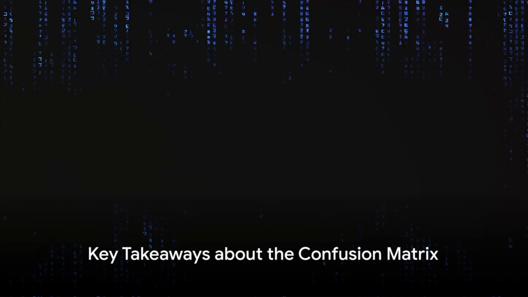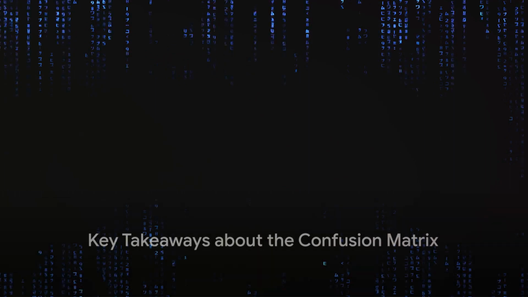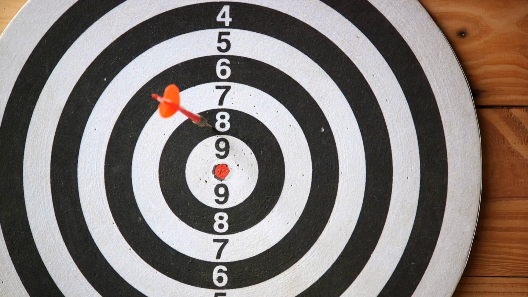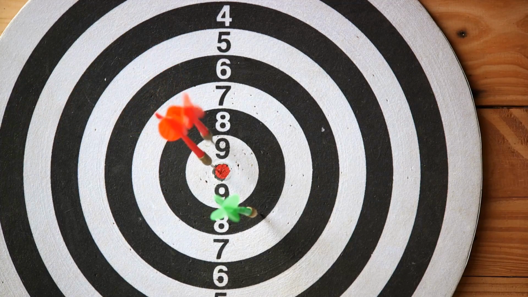As we wrap up, it's time to summarize what we've learned about the confusion matrix. This mighty tool is more than just a grid. It's a key to understanding the performance of a machine learning model. Let's recap. The confusion matrix, at its core, is a simple yet powerful structure made up of 4 components: true positives, true negatives, false positives, and false negatives.